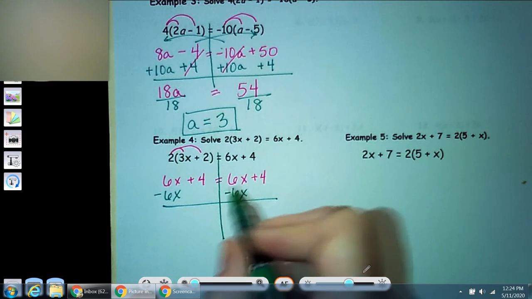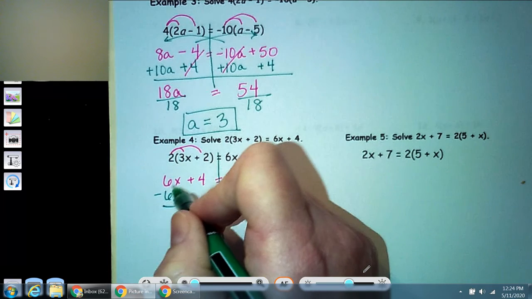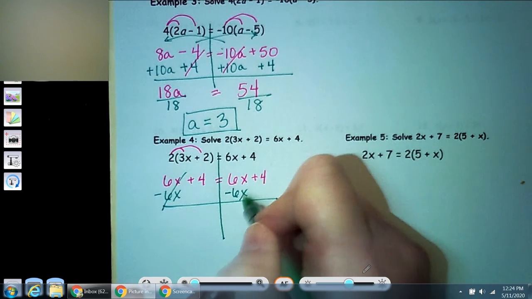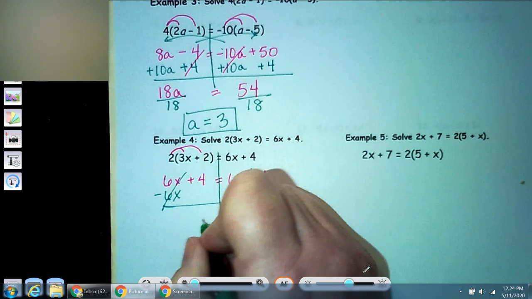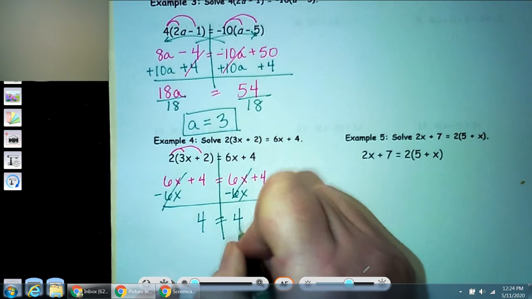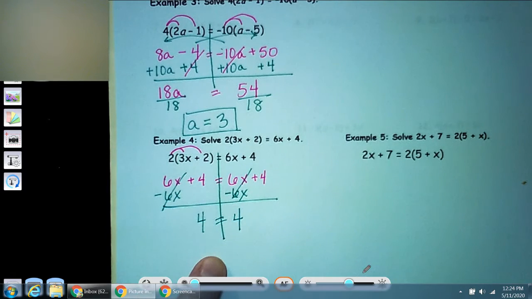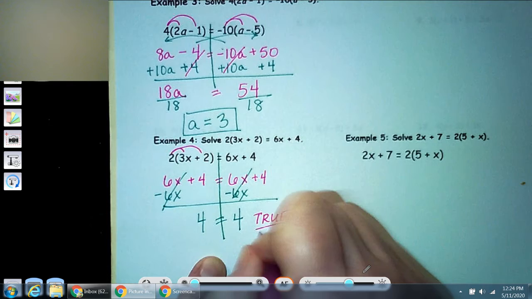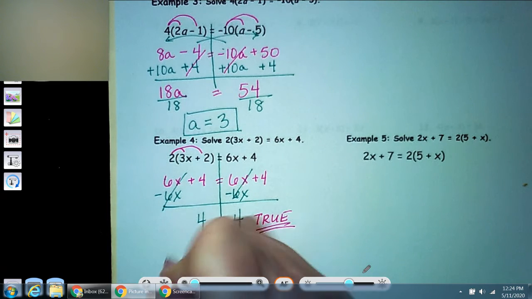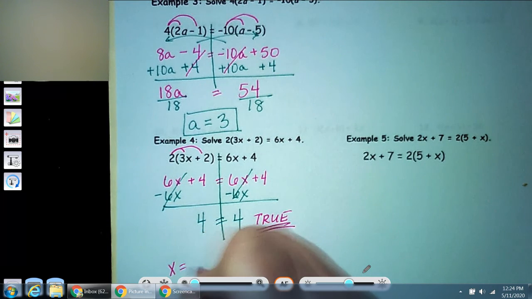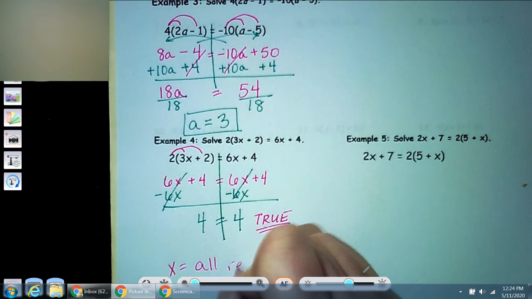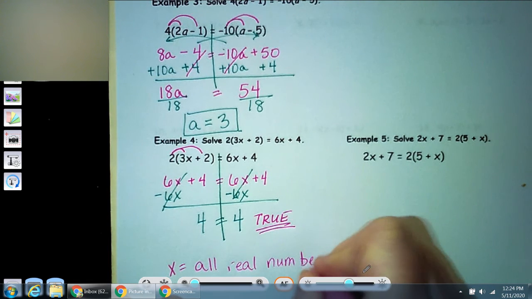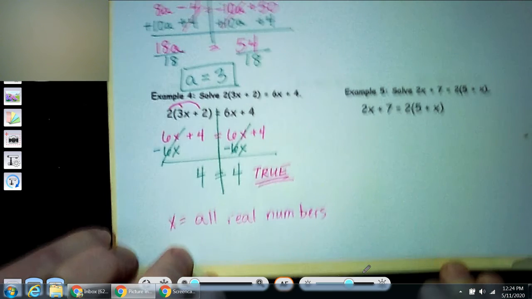Okay, but what happens is those are both going to cancel out. 6x minus 6x is 0. 6x minus 6x is 0, so all I have left is 4 equals 4. Well, because this is true, 4 does equal 4, that means x is equal to all real numbers. Okay, we could plug anything in for x, and that equation would still be true.